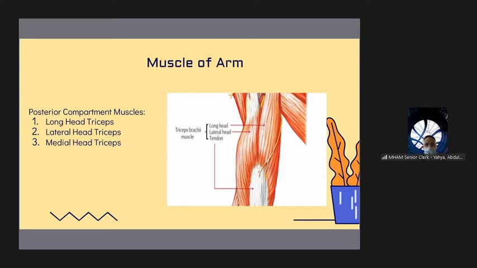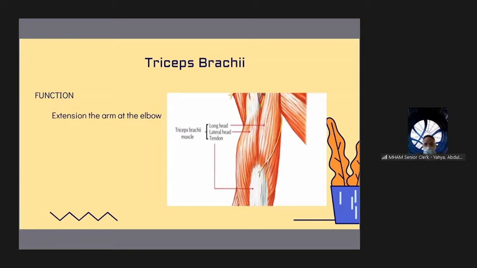Next slide, please. So the triceps brachii mainly originates from the infraglenoid tubercle. One of its functions is the extension of the arm, extension of the arm at the elbow. Mainly, they have three heads.